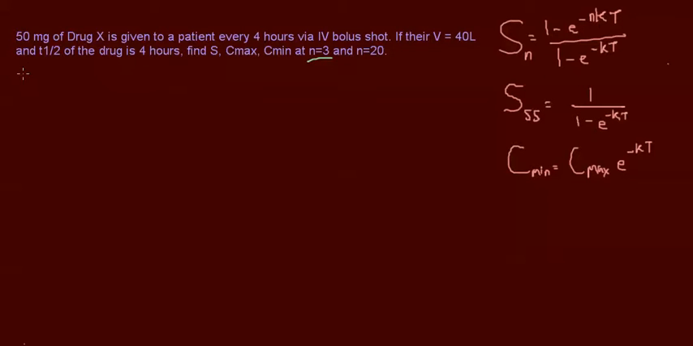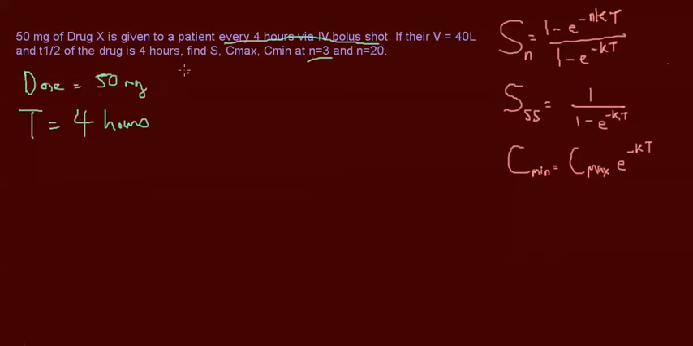So let's write down what we have. Your dose is 50 milligrams, right? We have every 4 hours via IV bolus shot. So that's obviously multiple dose. And your dosing interval T is going to be 4 hours.